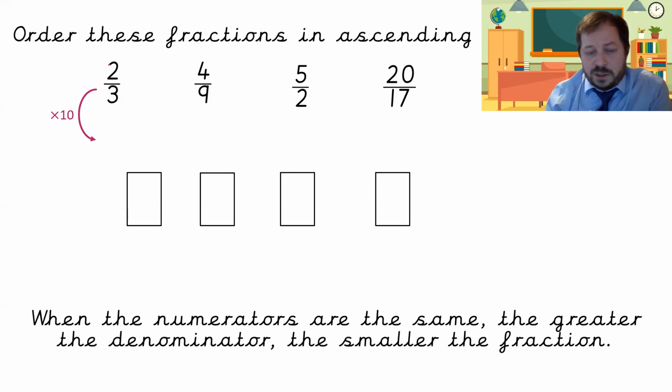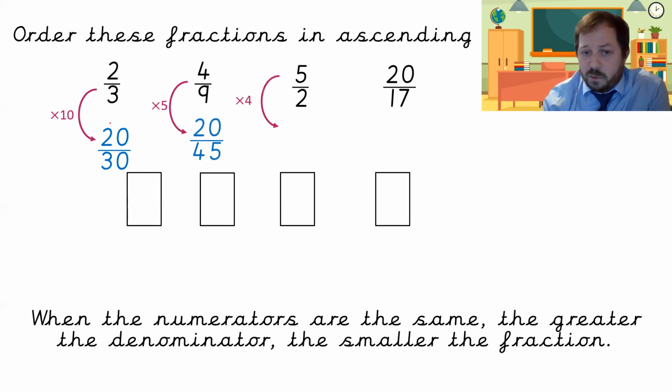what have we done to 2 to get to 20? Well, we times by 10, so we get 20 30ths. 4 to 20 is timesing by 5, so we times both the top and the bottom by 5. Then 5 times 4, do the same to both. And then we leave 20 as it is. And then we can order them.